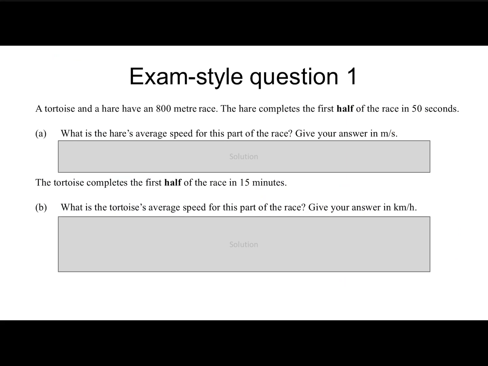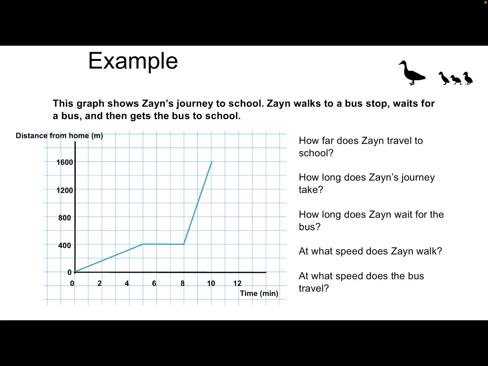Right, now, let's just skip past these. What we also need to be able to do is understand speed, distance and time when we see it in a graph. Okay, so here is a question. This graph shows Zayn's journey to school. Zayn walks to a bus stop, waits for a bus, then gets the bus to school.